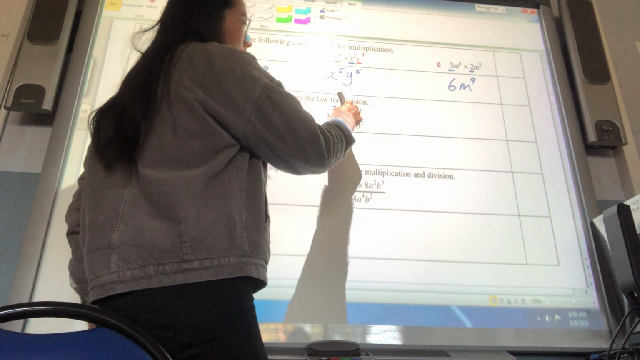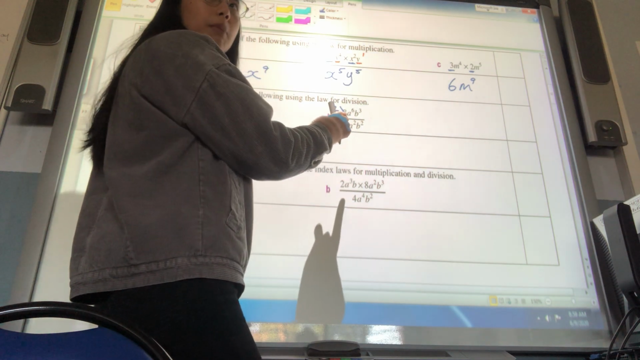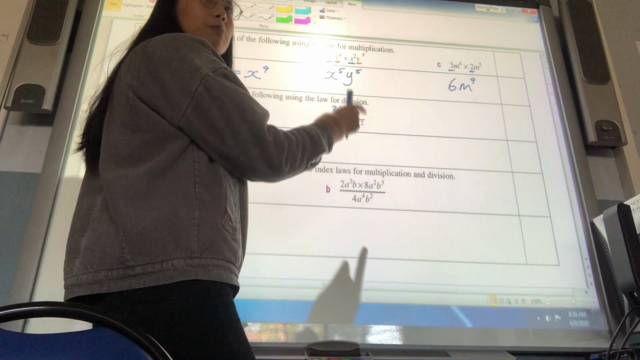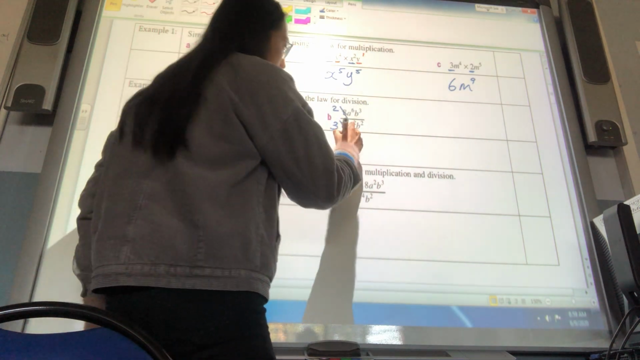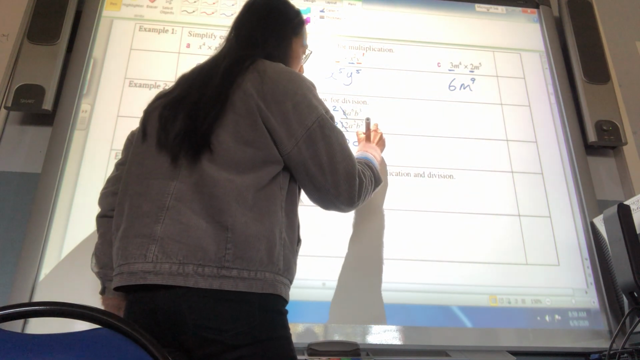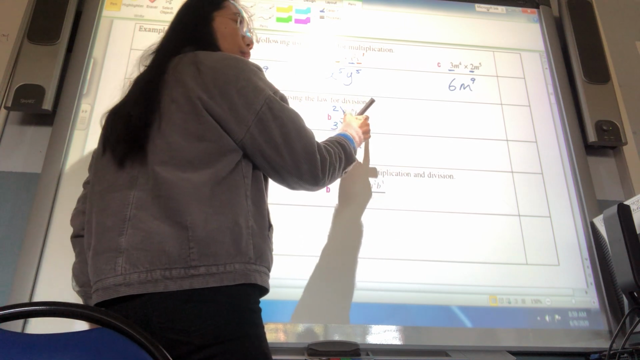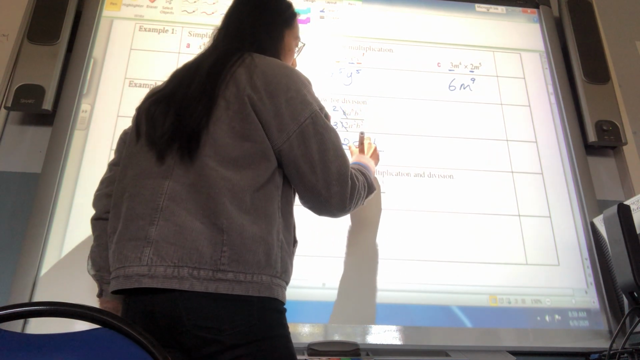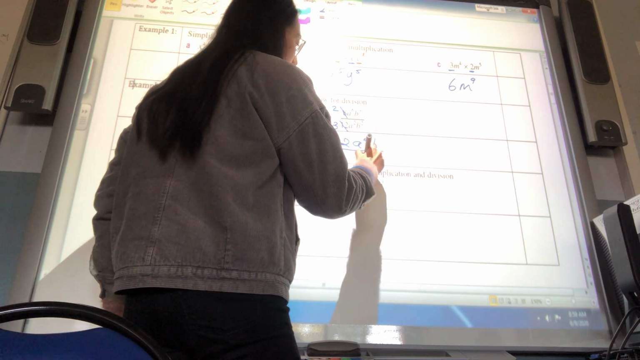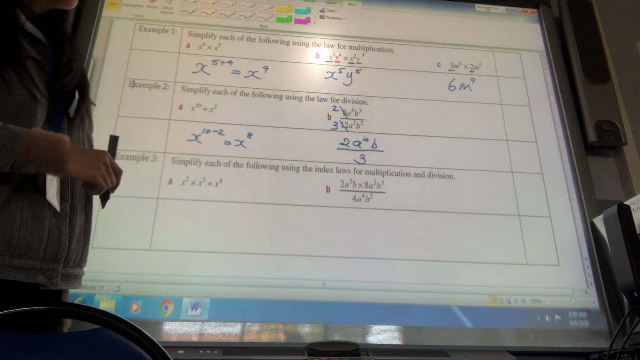And then a to the power of 6 on the top, a to the power of 2 on the bottom, the power becomes 6 minus 2. So that's to the power of 4. And it's on the top, right? So it's 2a4, b3 and b2. We see we have b left, b to the power of 1, so that's just b. And on the bottom, we don't have anything else. So that's the answer.